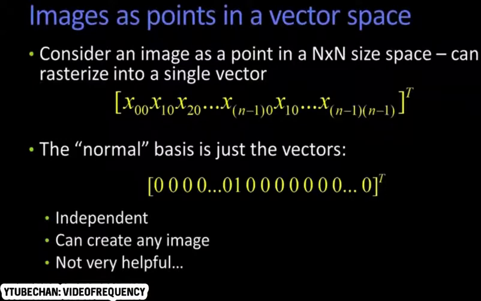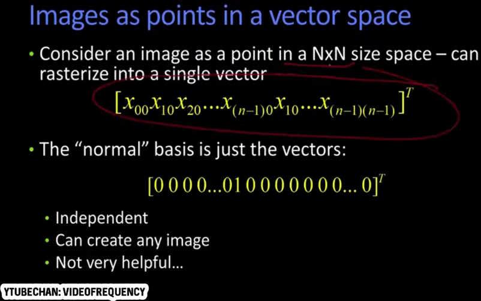To consider basis sets of images, what we're going to do is think for now of an image as just being a single point in a very large space. So if I have an n by n image, let's suppose it's 100 by 100. That's 10,000, okay? So you can think of the entire image as just a 10,000 dimensional vector, if you wanted. That would be fine.